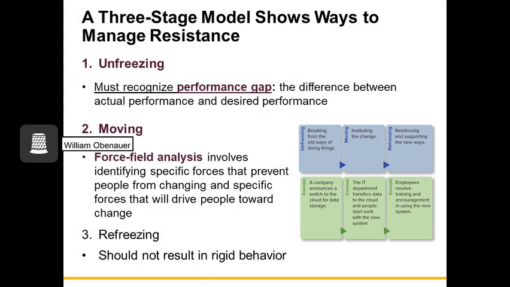Now, if our employees are resistant to change, we're going to use a three-stage model to try to overcome that resistance. And in this model, we go through the processes of unfreezing, moving, and refreezing. And I'm going to walk you through each one of these steps through the help of an example.